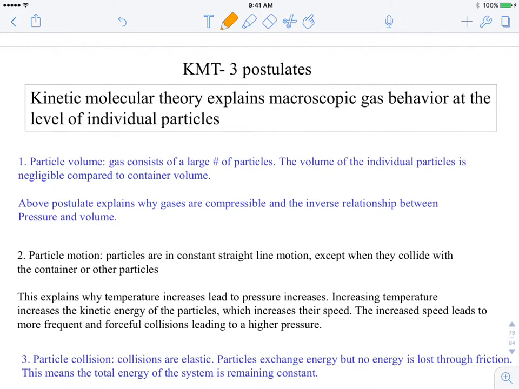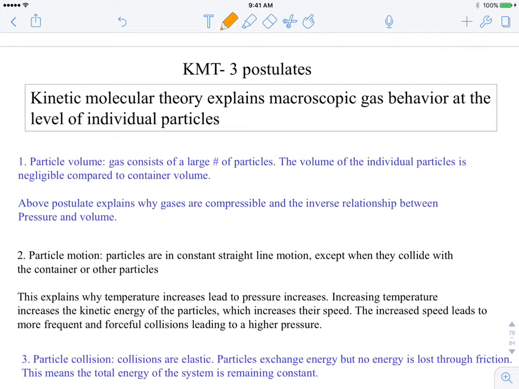I put this here because it ties in nicely to what's known as root mean square velocity, diffusion, and effusion. So these are the postulates, and I broke them up into 3 different ones. The whole idea behind KMT, which stands for kinetic molecular theory, is that it helps to explain how gases behave at the macroscopic level by looking at them as little tiny individual particles.